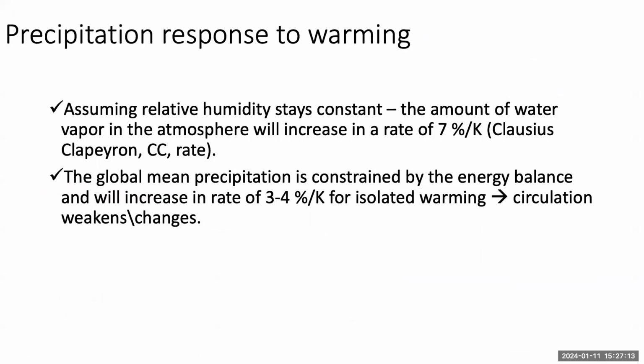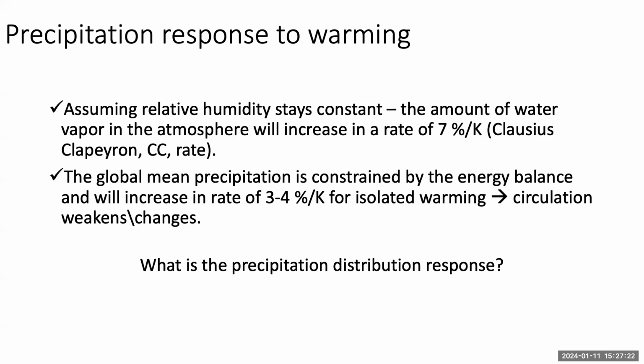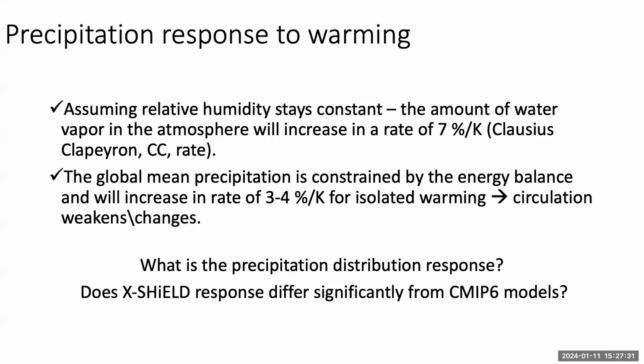So we've looked and we've seen that the circulation changes are more or less similar within X-Shield and CMIP6 models. So the next question that I'm going to ask is how the precipitation distribution changes, and more specifically, does X-Shield's response differ significantly? I want to remind you, we assume that GSRMs do slightly better when we consider the distribution of precipitation. So this is why we want to ask this specific question.